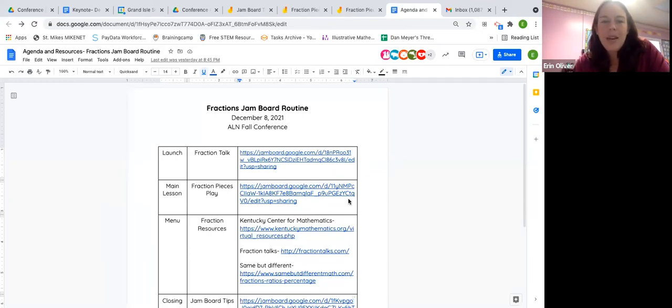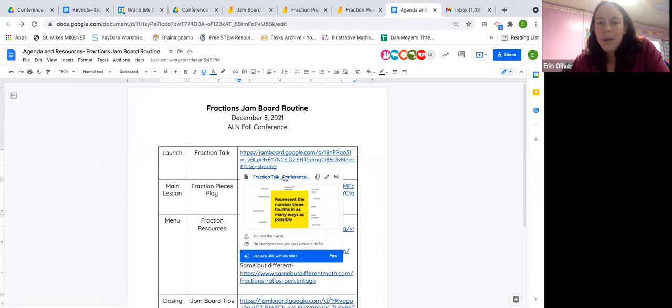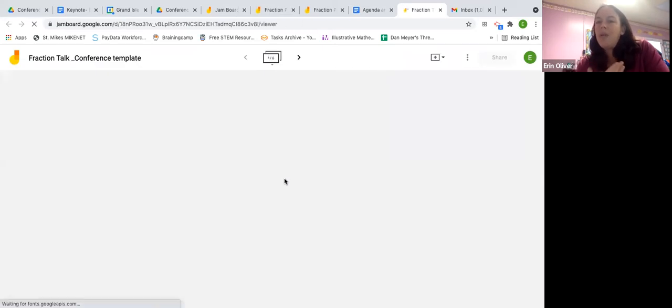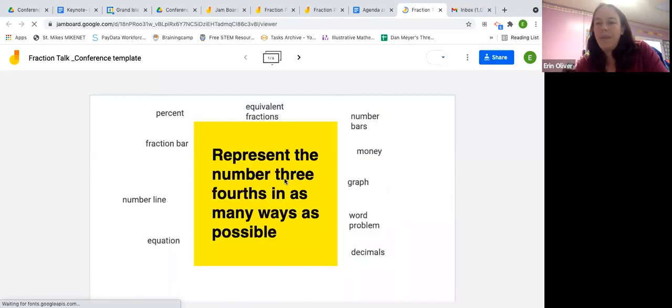So I'm going to ask that we go into our first Jamboard. So it's the fraction talk. So you're going to open it up. And I'm going to keep my screen sharing what we're looking at, but in order to participate, you'll have to go pull up the Jamboard yourself as well.